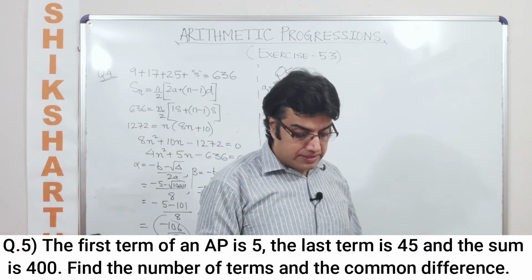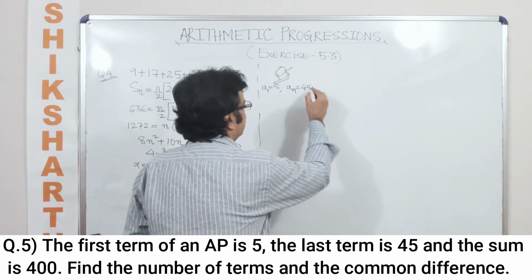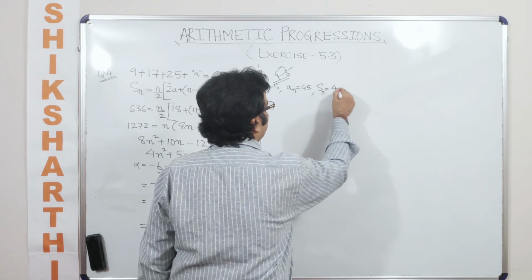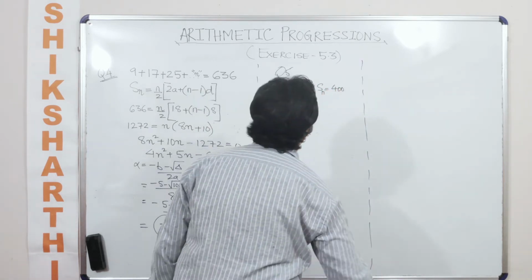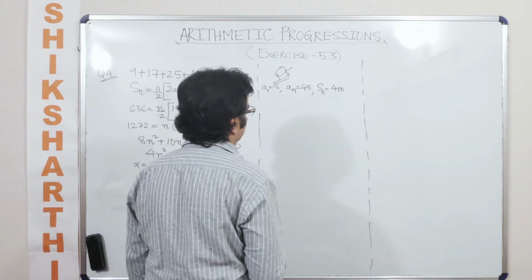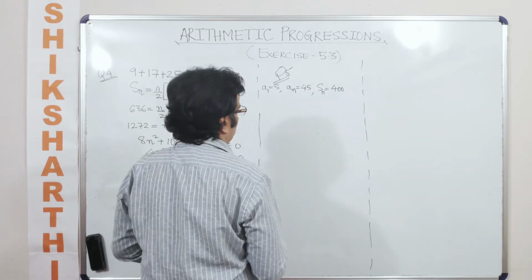And the sum is 400. So you need to find out the number of terms and the common difference. The sum of these n terms is equal to 400. Okay. And we need to find out the common difference and the number of terms. Okay, now what do we do?